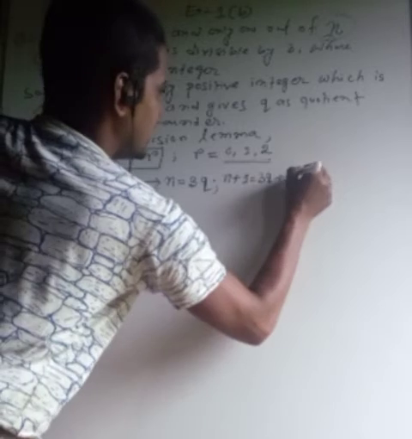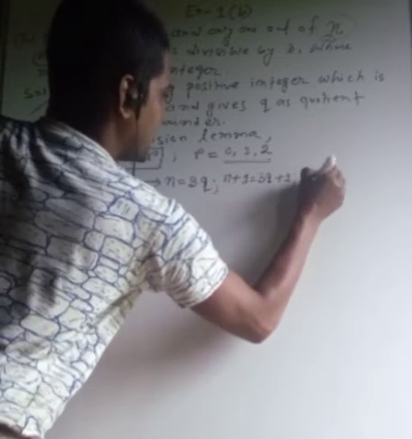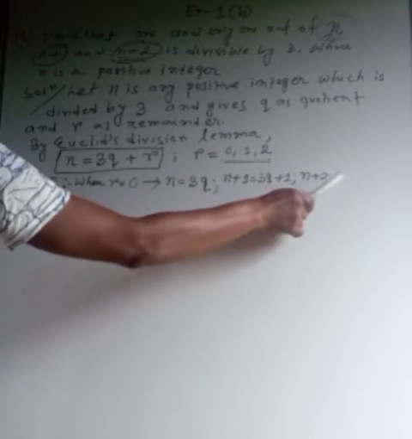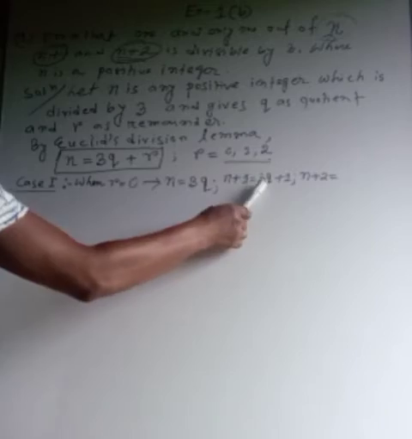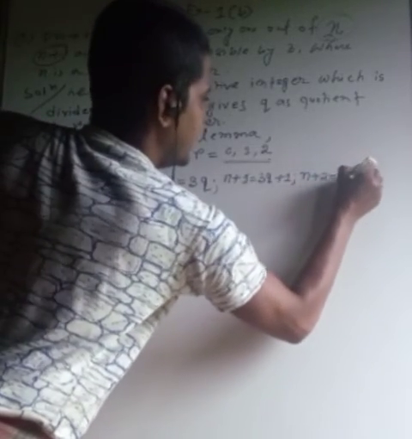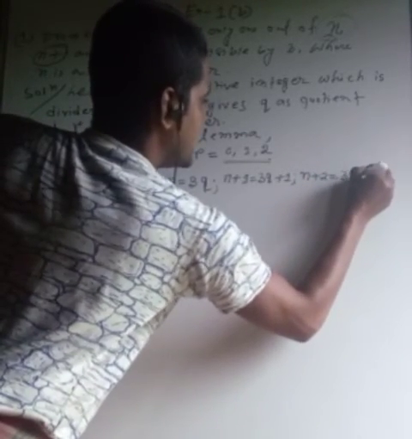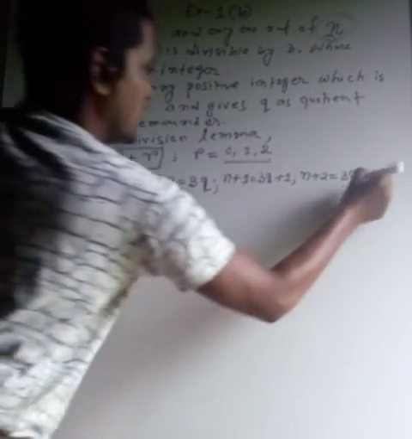And the other one is n plus 2. What is the other one? n plus 2 equals, n value how much? 3q. It means 3q plus 2.